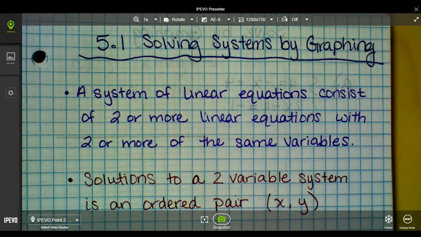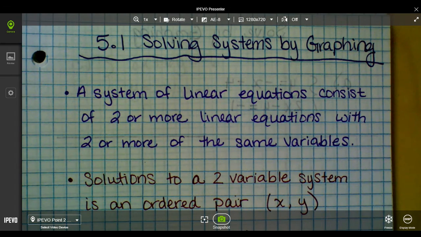So I already have it written down for you, so you guys can pause this after I'm done explaining it and just write down these definitions. So a system of linear equations consists of two or more linear equations with two or more of the same variables. What we're mainly going to be dealing with is two equations consisting of two variables, but you can have three equations consisting of three variables and so on and so forth.